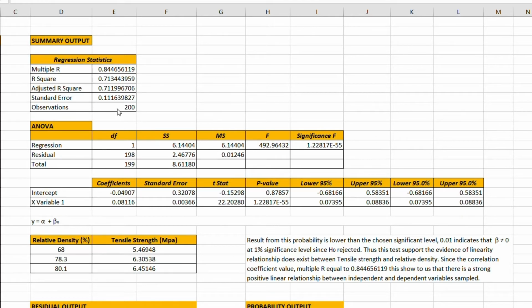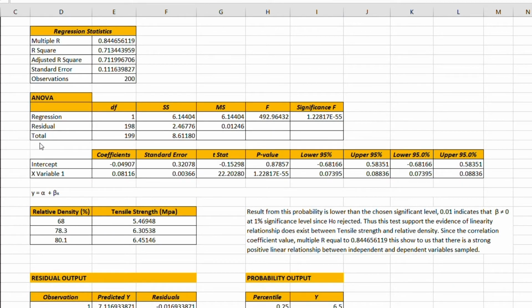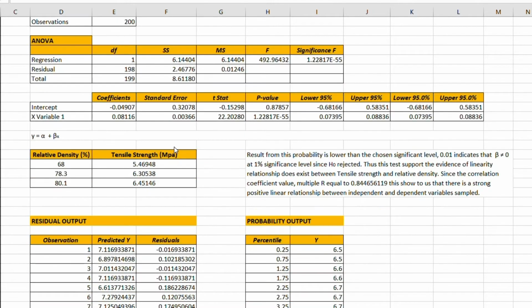This is the first table, population statistic. We get multiple R, which is 0.844656119, which is our interest data. And for the second table, we get F and significance F, which is our interest. And this is the value. And for table 3, our interest value is coefficient, which is intercept, our alpha. This is the data, X variable, our beta, and this is the data.